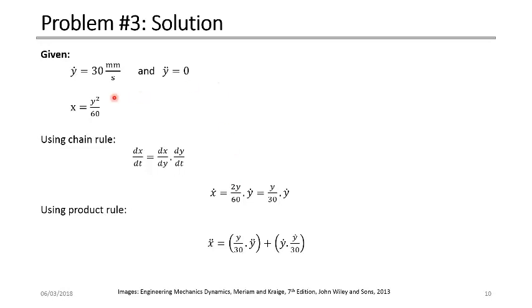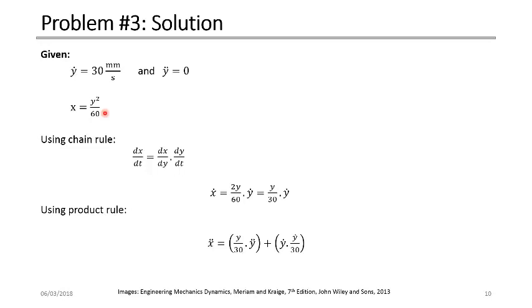So what is given here? We have been given the velocity in the y direction, which we call y dot, so it's 30 millimeter per second. Because it's constant, the acceleration in the y direction is going to be 0. We've been given the equation x is equal to y squared divided by 60. Based on this equation, we can find both the velocity x dot and the acceleration x double dot. These are the components of the velocity and acceleration in the x direction.